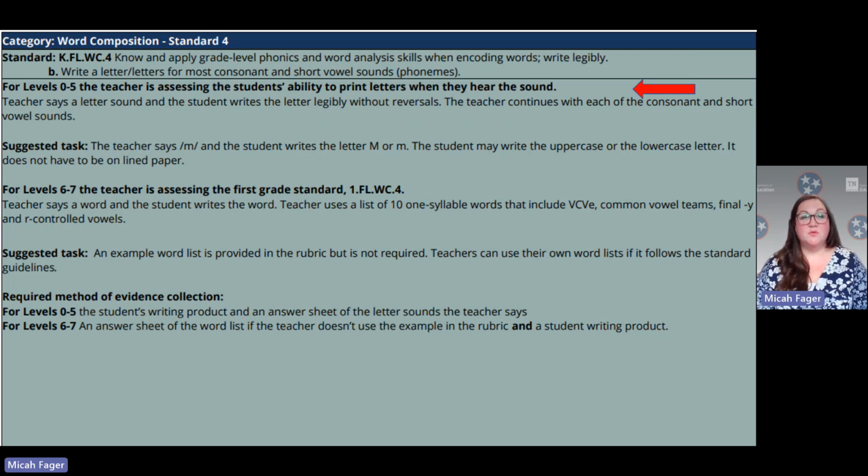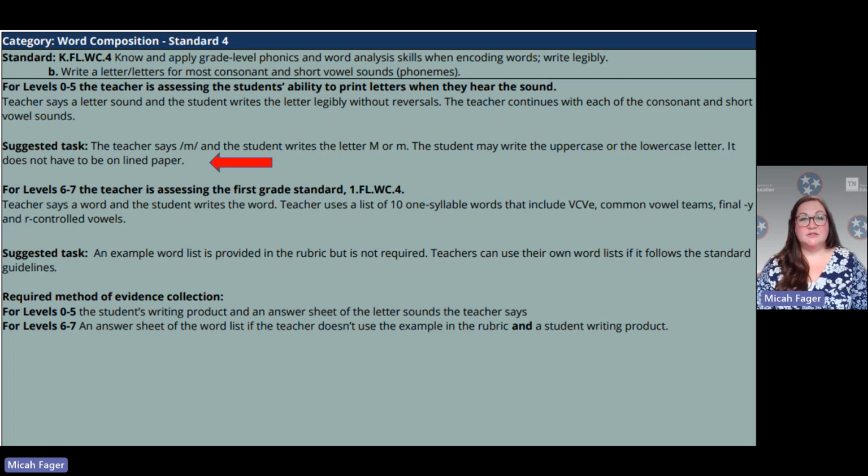For levels 0 through 5, the teacher is assessing the student's ability to print letters when they hear the sound. For this assessment, the teacher will say a letter sound and the student will write the letter legibly without reversals. The teacher will assess all consonant and short vowel sounds.